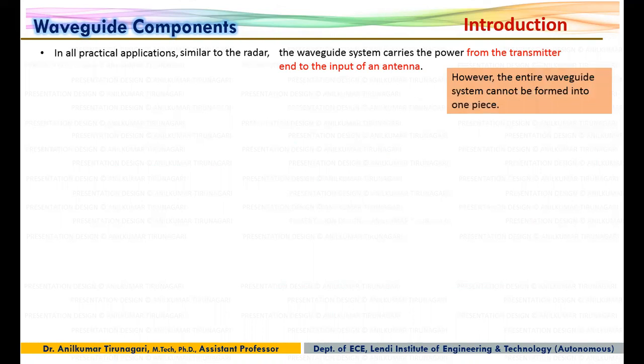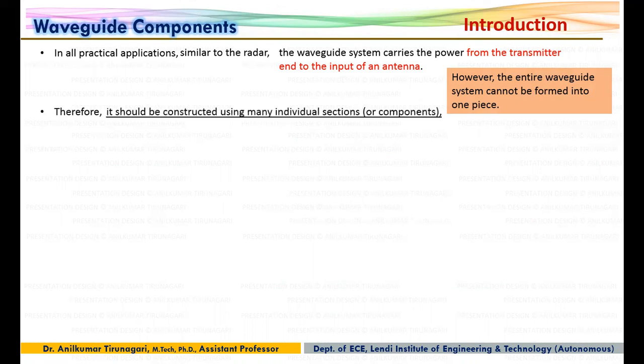However, the entire waveguide system cannot be formed into a single piece. Instead, we can connect many waveguide systems to establish a complete microwave setup. Therefore, it should be constructed using many individual sections or components, and these sections have to be connected with the use of waveguide bends, joints, and so on.